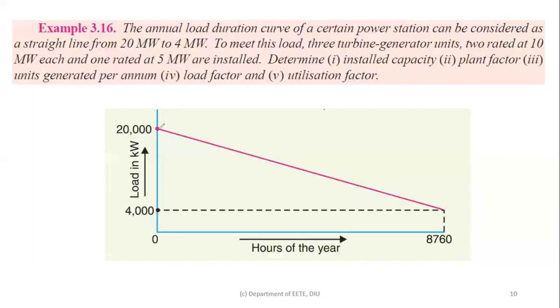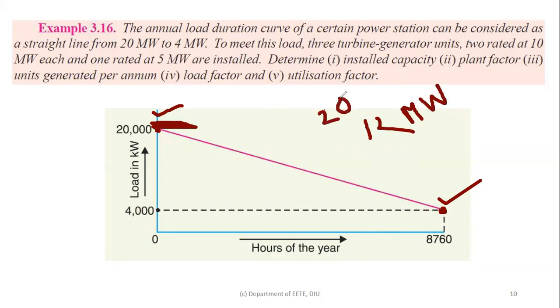So this is the load duration curve. The starting point is 20, the end point is 4. There is no lack of information here, and this is the total year, the annual total is given. From this load duration curve, we can definitely say the maximum demand is 20 megawatt. So what will be the average demand? As no information is given, we can take the middle one. We take the highest value 20 and the lowest value 4, so 20 plus 4 divided by 2, the average. So 12 megawatt will be the average. Maximum is 20 and average is 12.